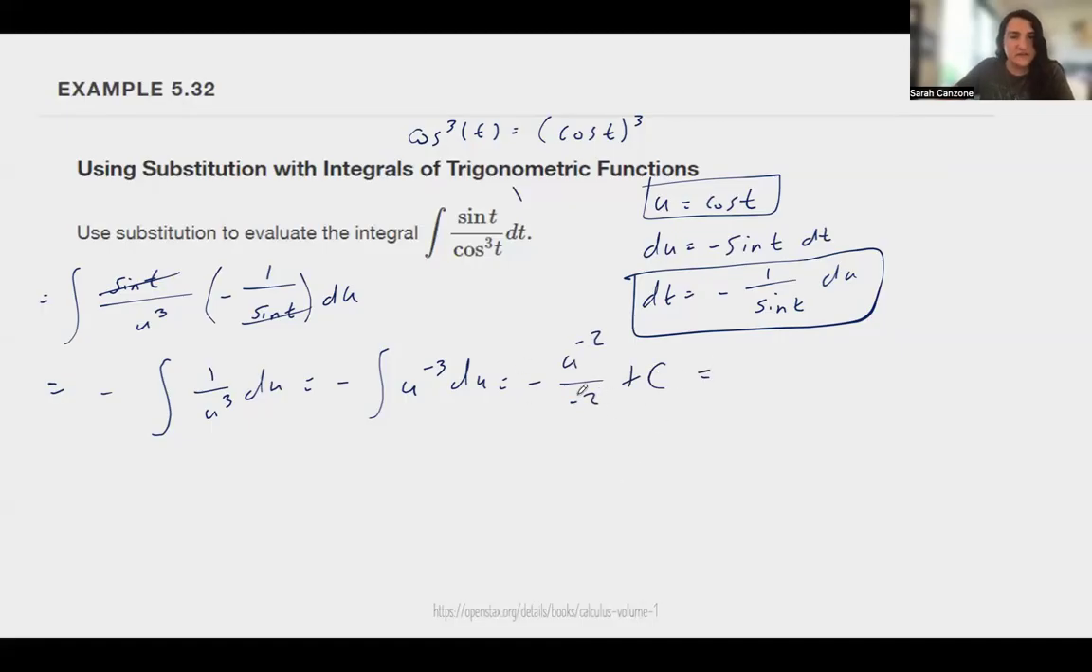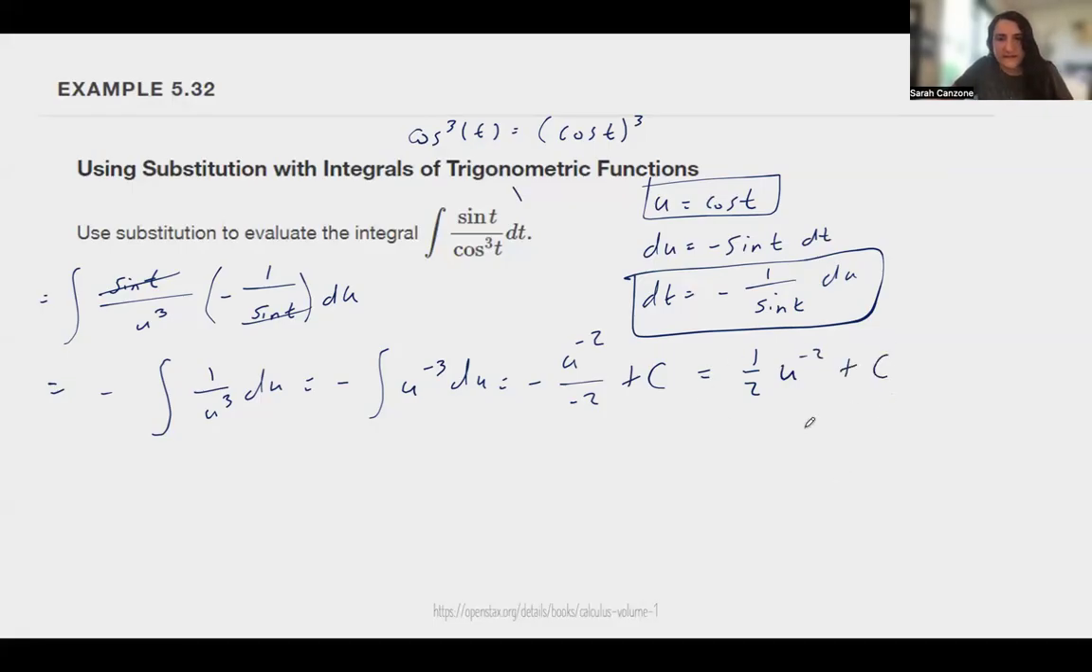All right, let's adjust this a little bit. Minus times minus is positive. So I'll write this as 1 over 2, well, we're not looking to plug anything in, so this is actually okay. So 1 over 2, u to the minus 2 plus c.